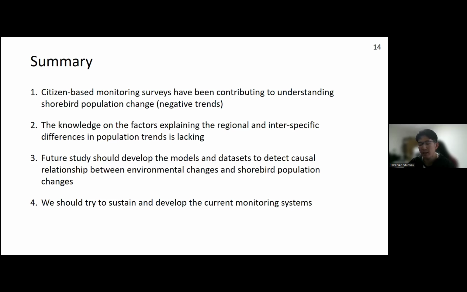And thirdly, considering these issues, future studies should develop models and datasets to detect the causal relationship between environmental changes and the shorebird population changes. And finally, for further research and conservation, we should try to sustain and develop the current monitoring systems.